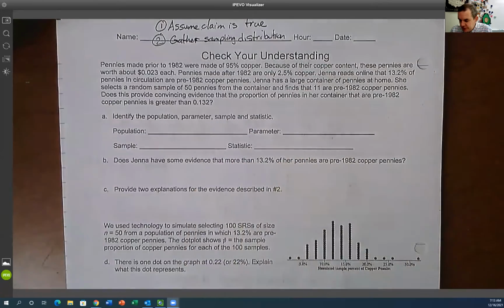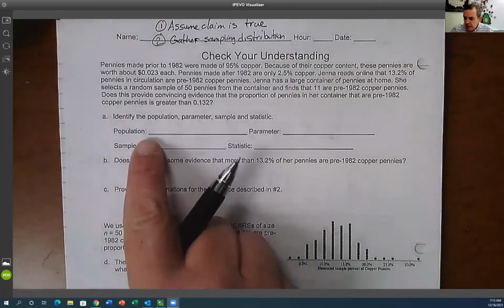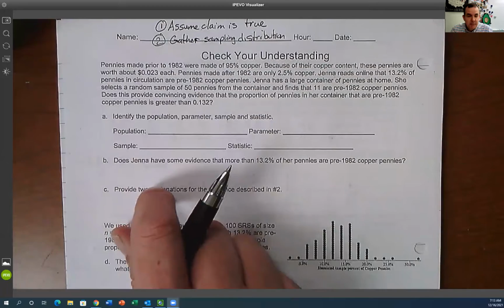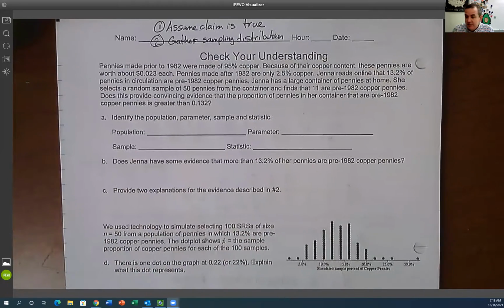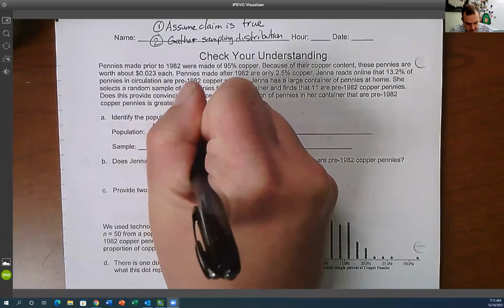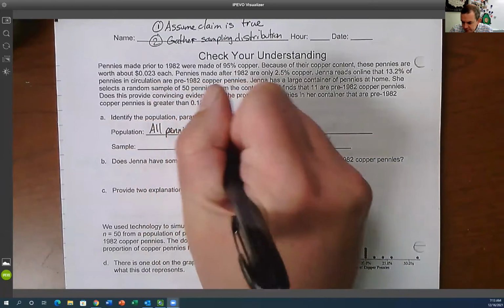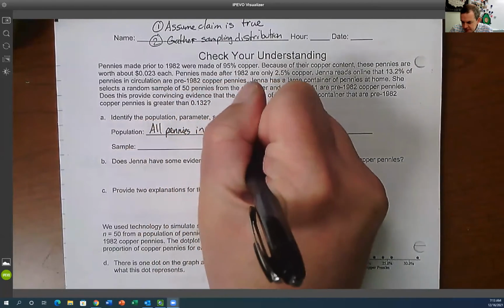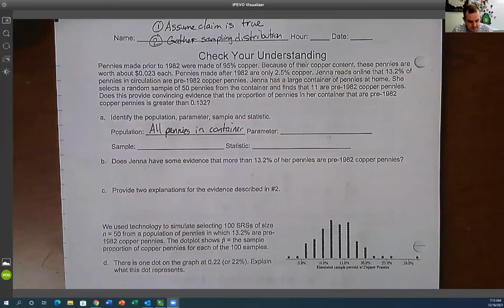or 13.2%? So in this case, what's the population? Well, the population is everybody who can be sampled. So it's not all pennies. It's all pennies in this container. So be careful, because in this case, it's not all pennies in existence. It's only where we could put the sample.